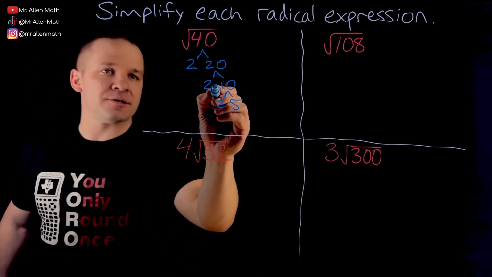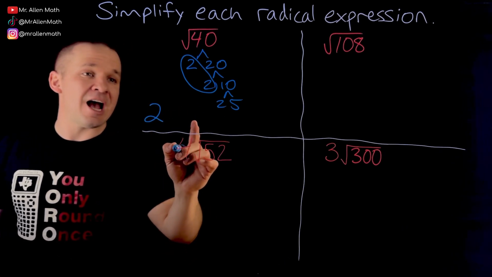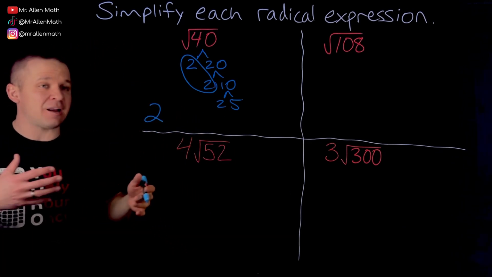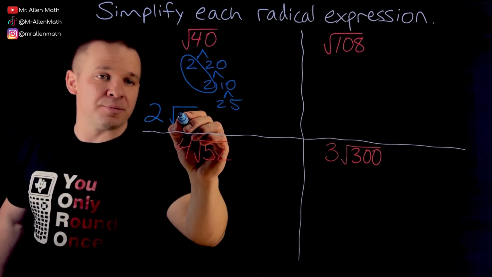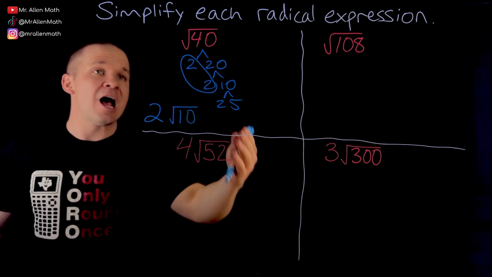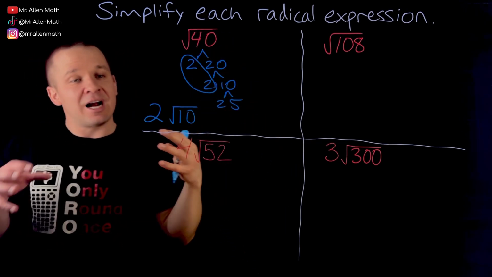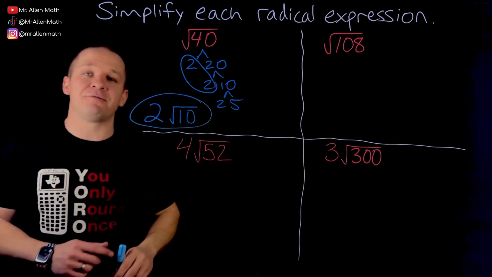And I'm gonna look for my pairs, so a pair of 2s comes out, boom, 2 comes out front. And then the 2 and the 5 is not a pair, so it goes back together inside the radical. Multiplication puts them back together because division took them apart, okay? I was breaking this apart with division. I gotta put it back together with multiplication. This is the simplified form.